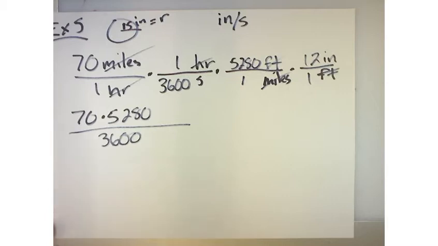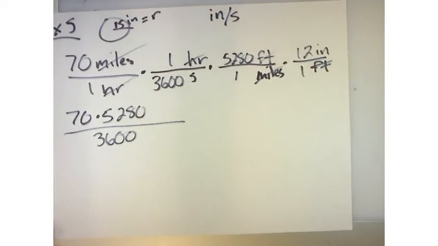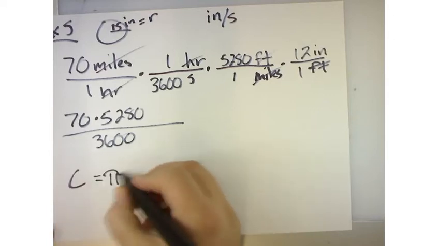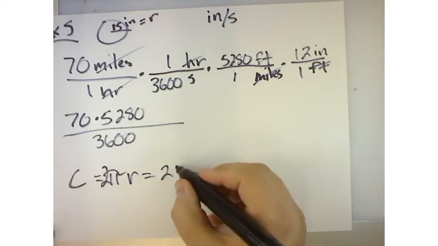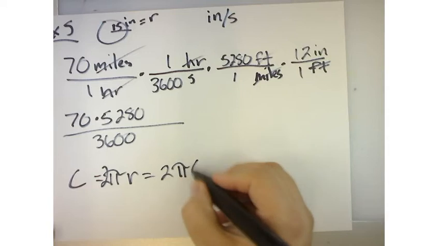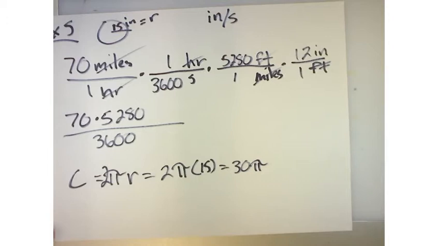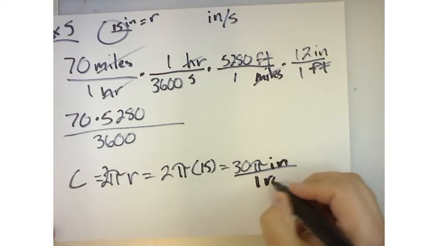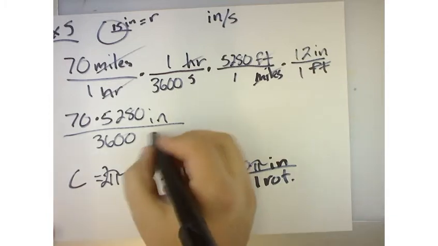They gave us the radius for a reason. What is that length? The length or perimeter of the circle. It has a fancy word. Circumference. So we need to calculate the circumference of the tire, which is 2 times pi times the radius, or 2 times pi times 15, or 30 pi. Well, it's 30 pi inches per 1 rotation. Now, this is inches on top and seconds on bottom.